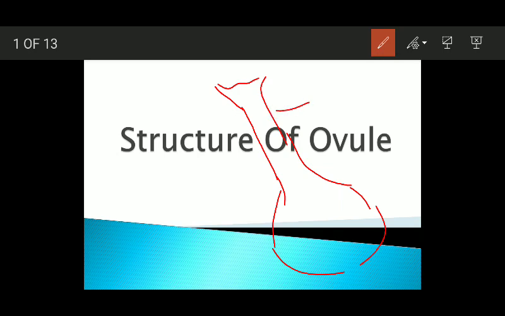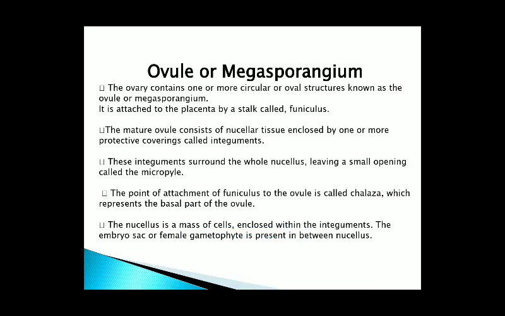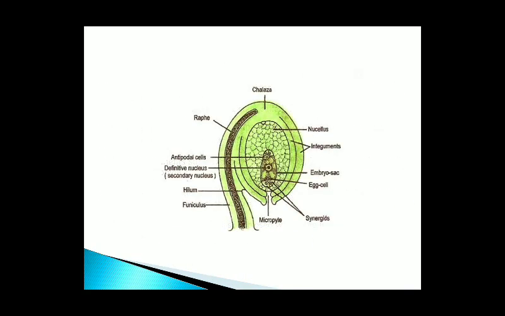pistil or carpel, and this pistil or carpel is having three parts: stigma, style, and ovary. And this region represents the part where ovules or megasporangia are present. Okay, so ovules are present in the ovary. The ovules or megasporangia can vary in number from 1 to many depending upon the plant species. Now the details of ovule or megasporangium.